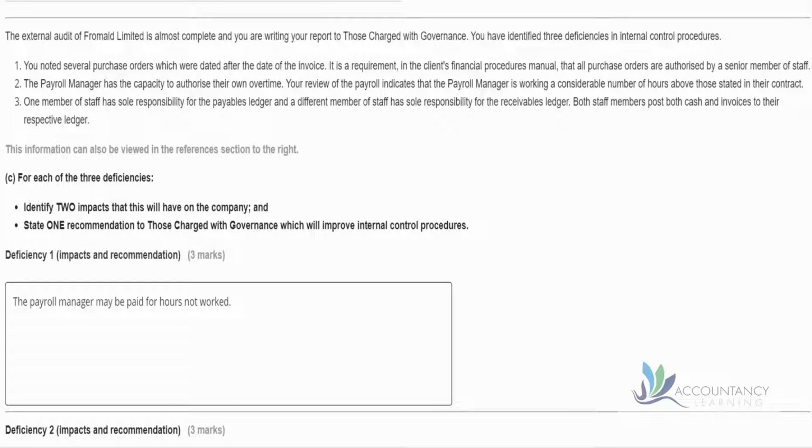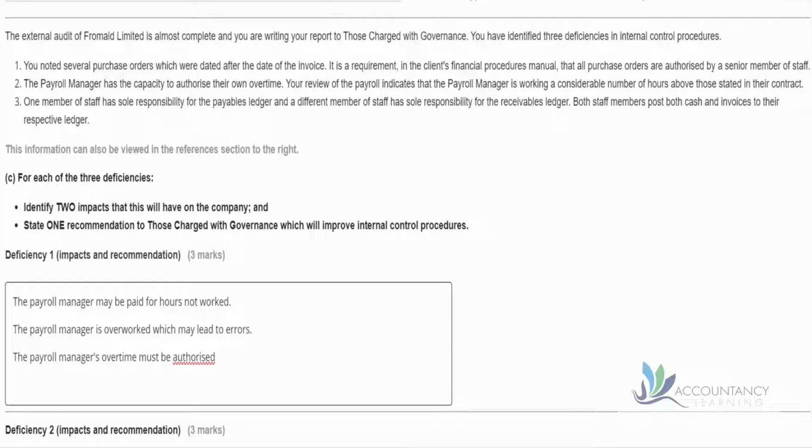So here's our first impact. The payroll manager may be paid for hours not worked. But let's assume that the payroll manager isn't cheating the system and is genuinely working that number of hours. So another impact of this is that the payroll manager is being overworked, and that may lead to errors in the work that's being done.